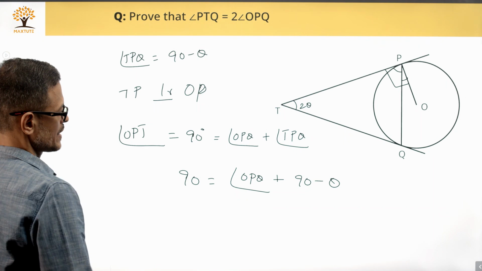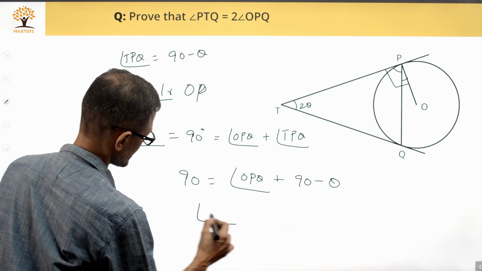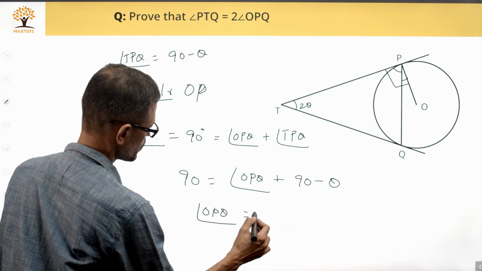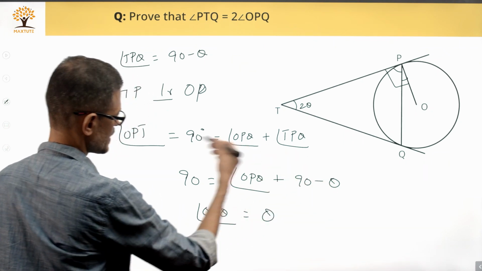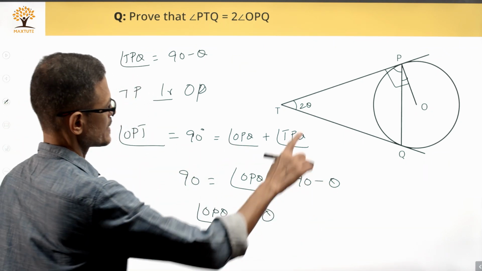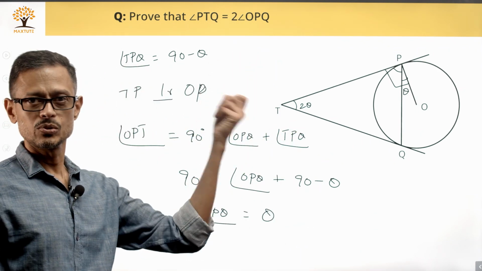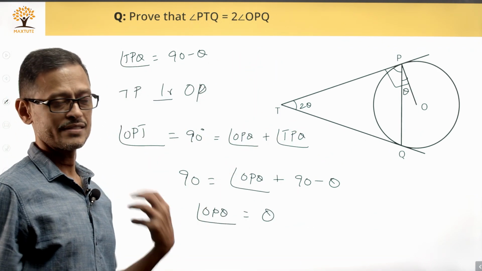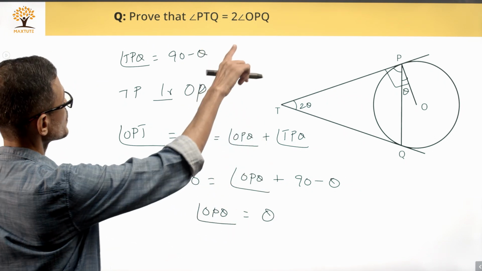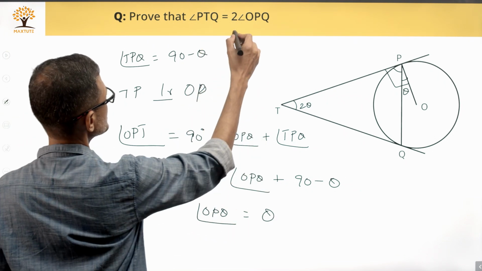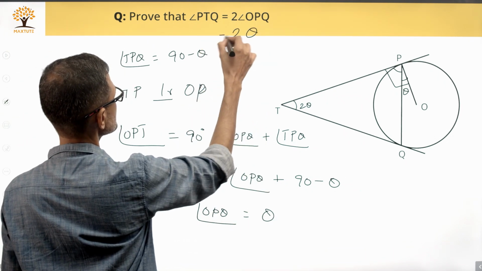Take both these terms to the left hand side, 90 gets cancelled with 90, which translates to OPQ is equal to theta, right? This minus theta goes to the left hand side, becomes theta. So we have established OPQ is equal to theta. We know PTQ is equal to 2 theta. That's the initial assumption or assignment that we did. So what have we established? PTQ is equal to 2 times theta, which is 2 times OPQ.